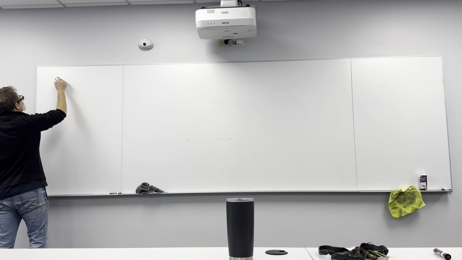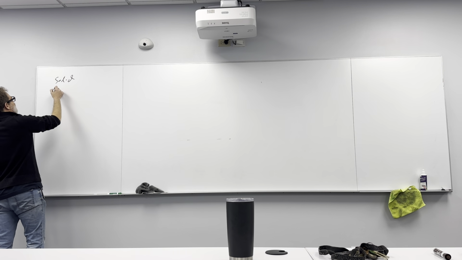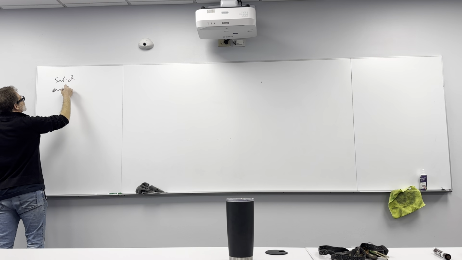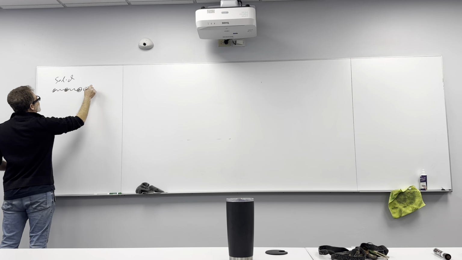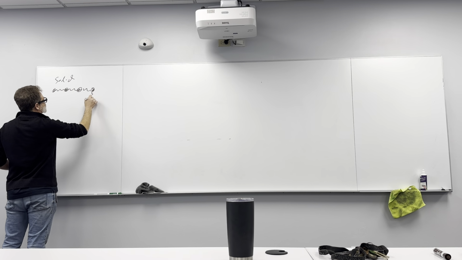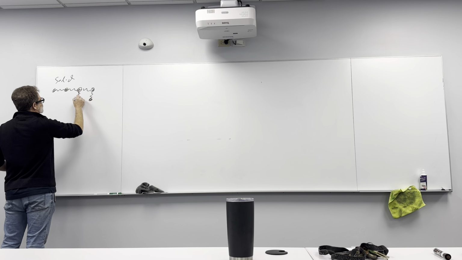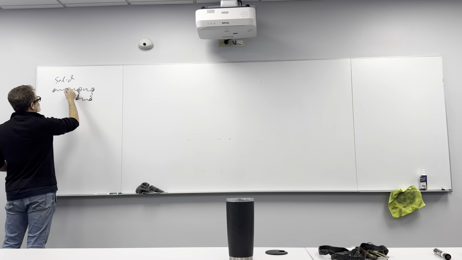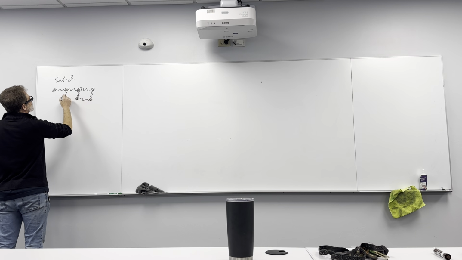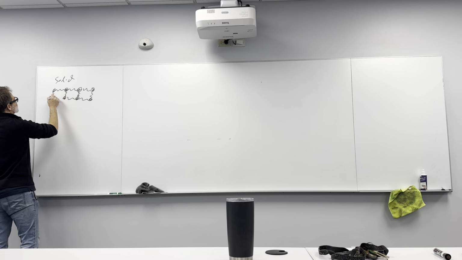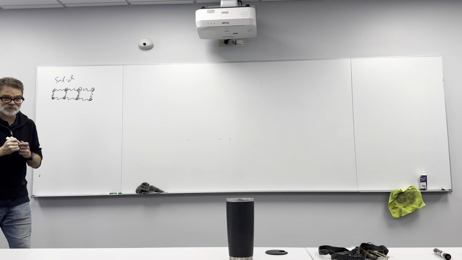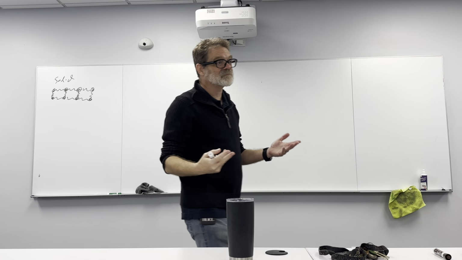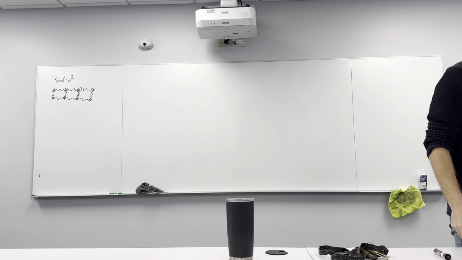So solid. We're going to picture a solid as an array of atoms connected by bonds, which I'm going to draw as springs. Right, this is getting tiresome. Connected by springs in an array. That's going to be our picture of a solid. Make sense, everybody?